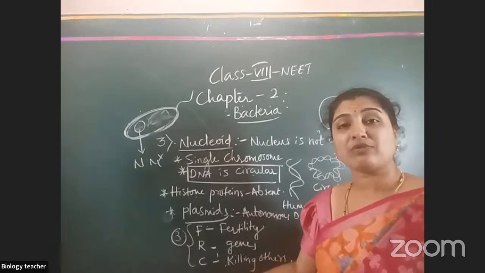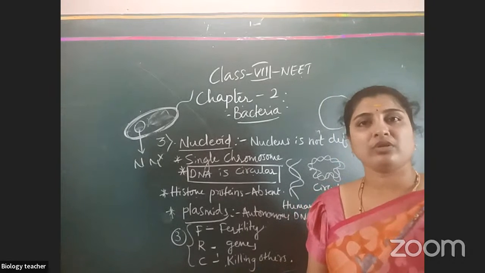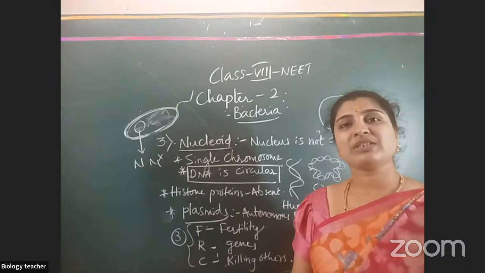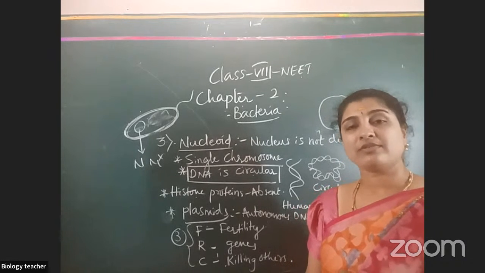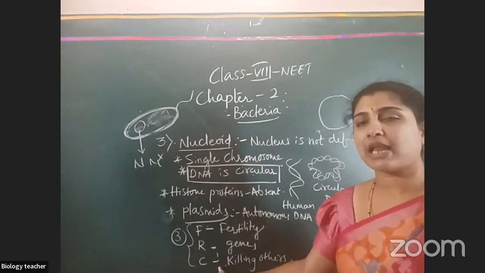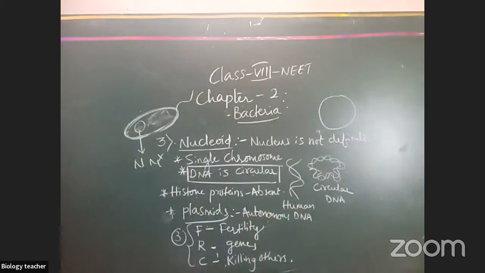And the C plasmid is for what? Attacking or killing other bacteria. For food, or for shelter, they will attack other bacteria. Which part of the nucleus will help? The C plasmid will help for killing other bacteria. So this is about the nucleoid.